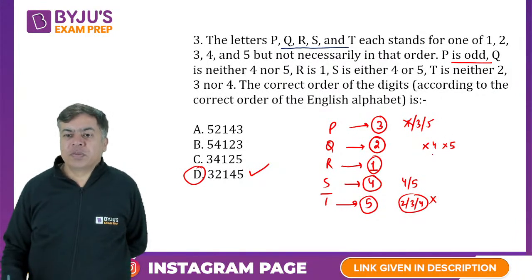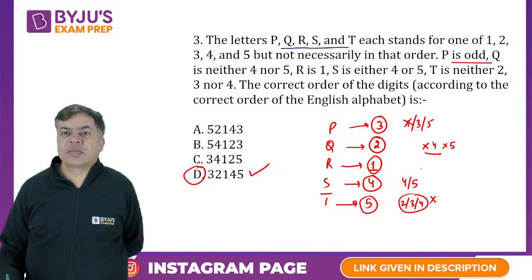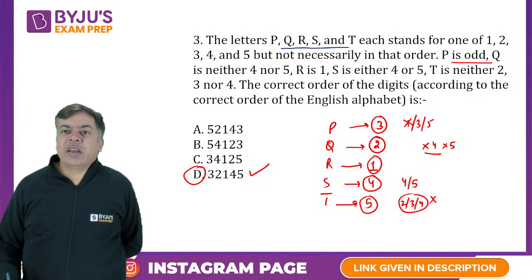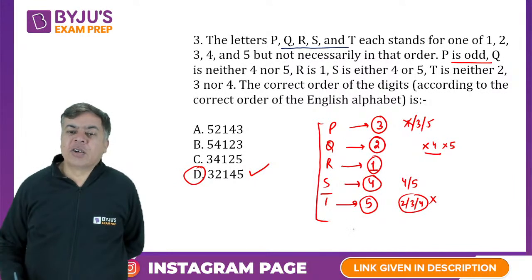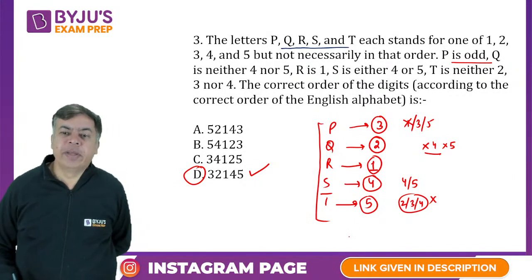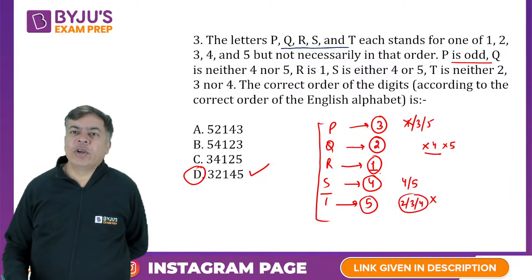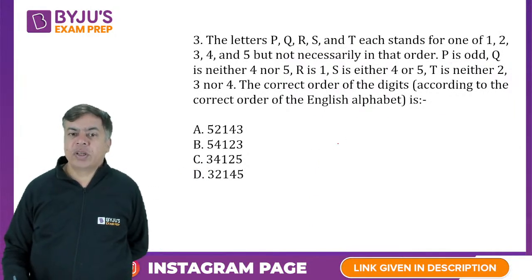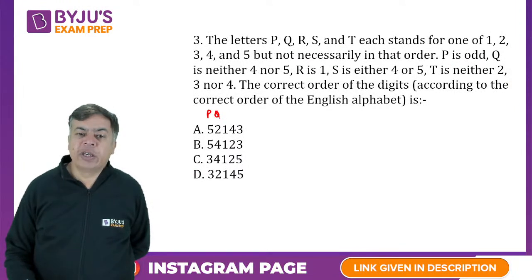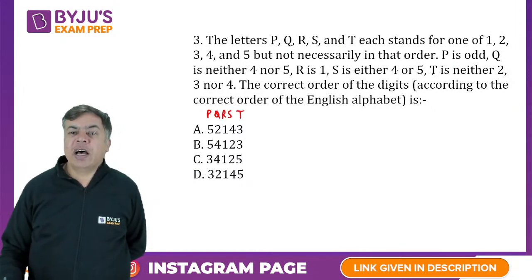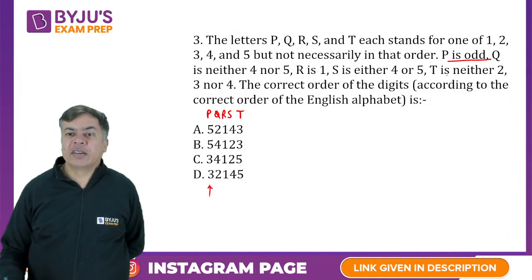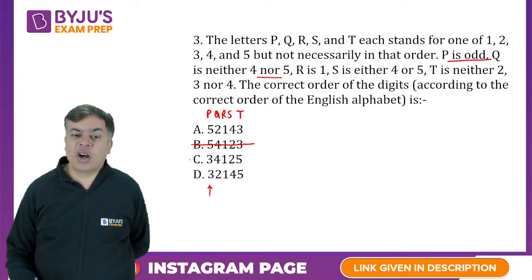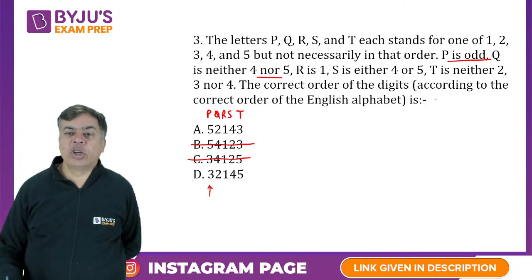See, because it is a single question, it can be done with the help of elimination also. We have actually calculated, but it can be done with elimination. Now read the statement. P is odd, correct. Q is neither 4 nor 5, so Q should not be 4.